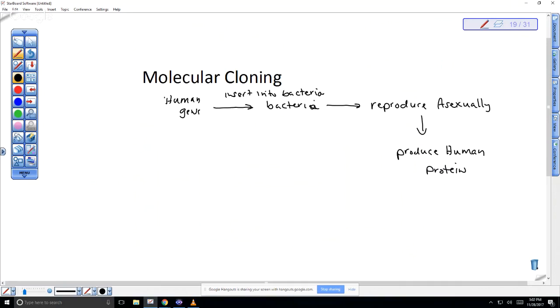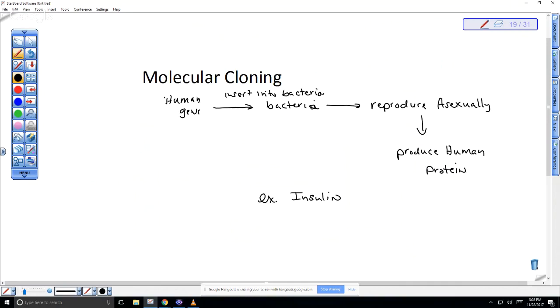This has been done for a variety of things, but one thing that it's famous for is the production of insulin. Insulin is a hormone that is needed by people that have diabetes, specifically juvenile or type 1 diabetes. Their pancreas cannot produce it. And so instead of getting it from pig pancreases, we can use the gene, put it into a microbe, and have the microbe produce the insulin for us. So that is an example of molecular cloning.